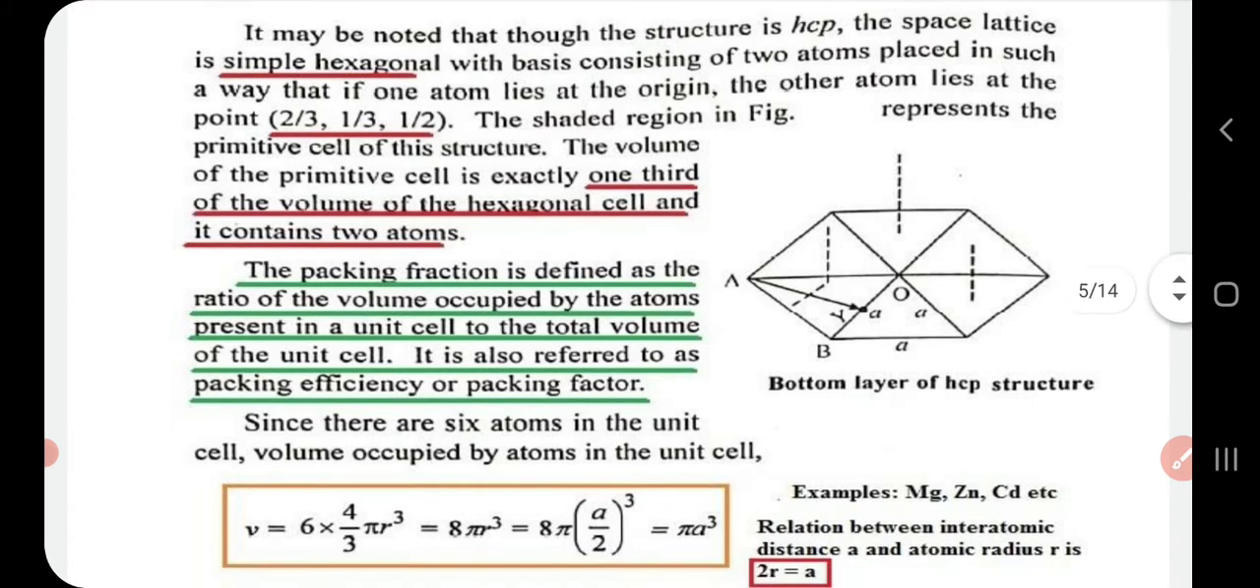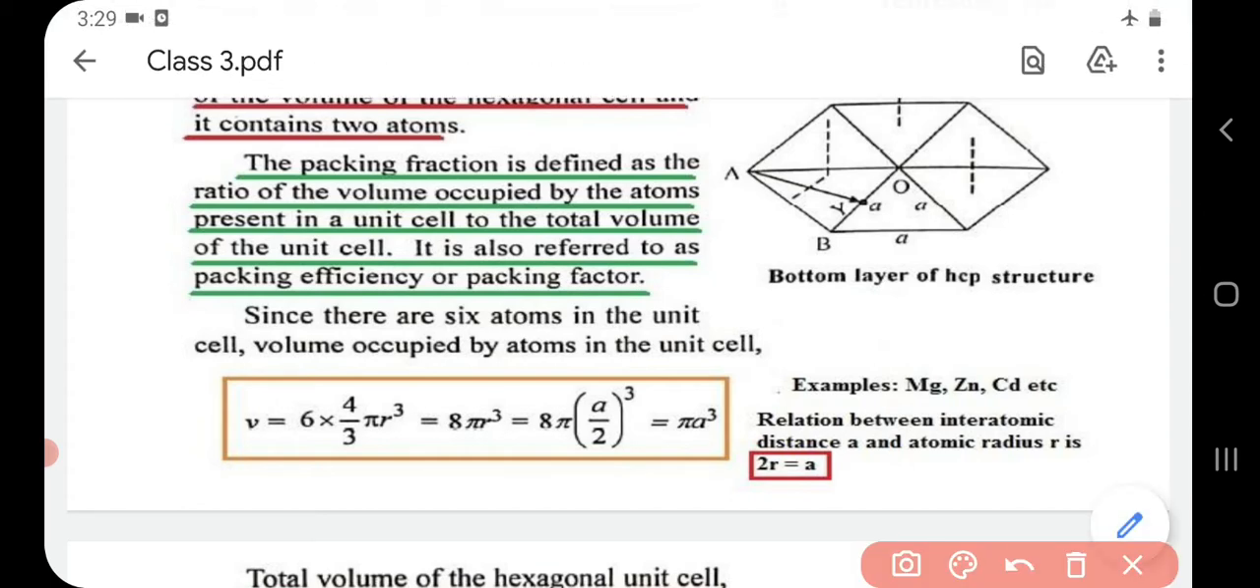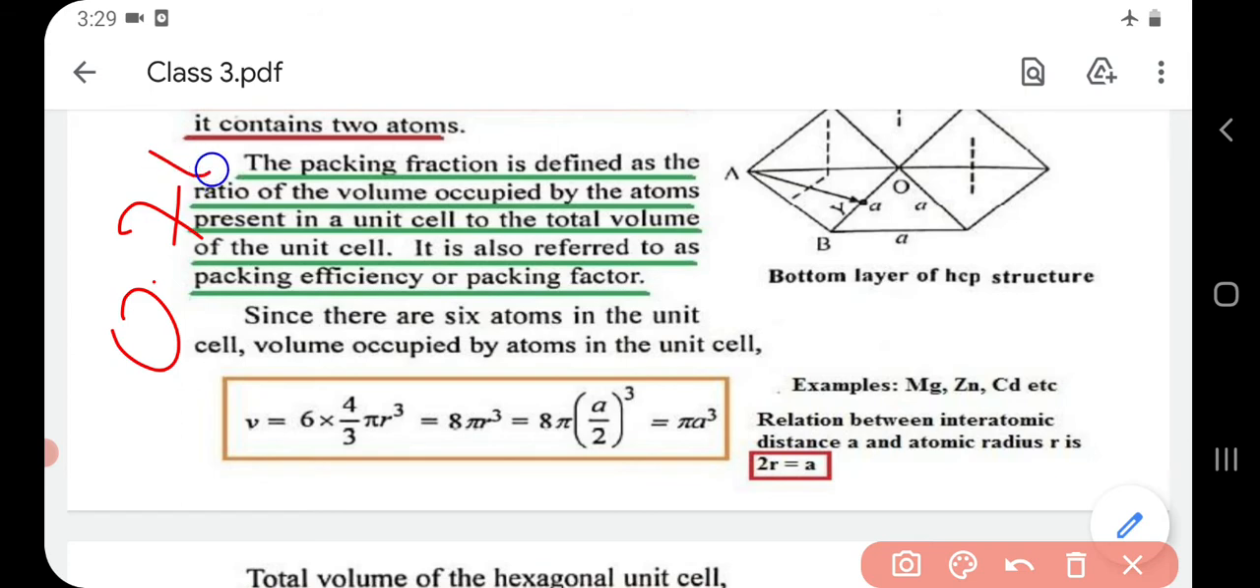Now here the packing fraction is defined as the ratio of the volume occupied by the atoms in the unit cell to the total volume of the unit cell. This definition is very important. Packing fraction is defined as the ratio of the volume occupied by atoms in the unit cell to the total volume of the unit cell. And here the volume of the hexagonal unit cell is pi a cube. Here the value of the packing fraction is 0.74.